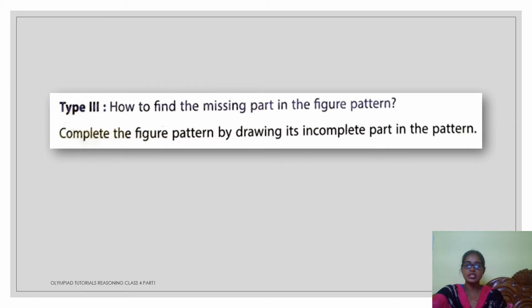And in the type 3 questions, a figure is given and some part of the figure is going to be missing. So how to find the missing part of the figure pattern? You have to try to complete the figure pattern by drawing the incomplete part of that pattern. It's rather easier than the type 1 and type 2 forms, because in type 3, you just have to identify, and just by observing the pattern you can figure out which pattern is going to follow the previous one. Okay, so let's start with some questions.